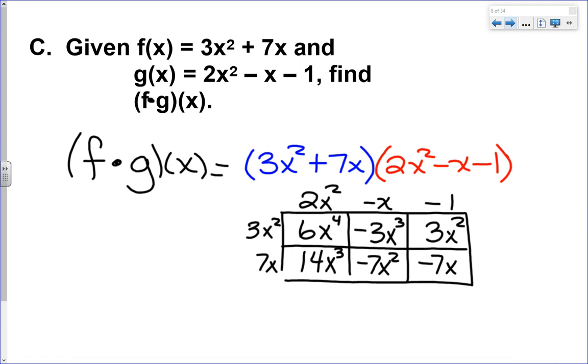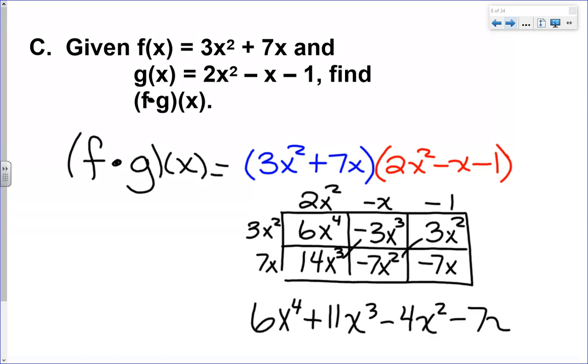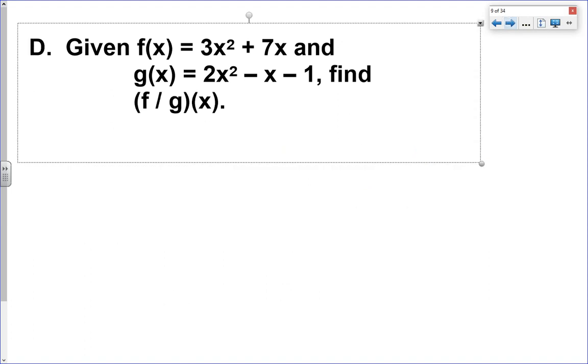And then what we want to do is combine like terms. So 6x to the 4th has nothing similar to go with it, but these two can go together. So 14 take away 3 is going to give me 11x to the 3rd. Negative 7x squared plus 3x squared, that's a minus 4x squared. And then that poor lonely minus 7x is tagged on the end. This is what f times g evaluated at x is. So that will be my answer for that. And yeah, I did have to do a little work to get there, but you know how to multiply. And so that is what we're headed towards there.